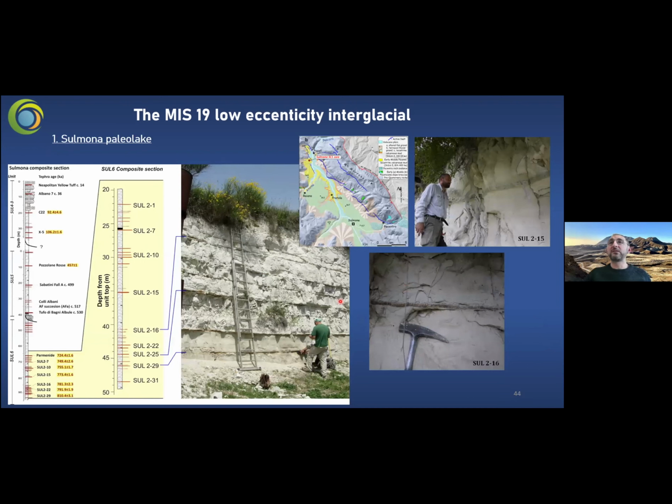It's a lake located in central Italy, in one of the basin ranges of the Apennine Mountains. This is one of the sections we studied. You can see the tephra layers. This is relatively homogeneous, carbonaceous, very fine-grained carbonate. These are examples of other sections here. And we were able to build a complete stratigraphy covering the entire MIS 20, MIS 19, and MIS 18.